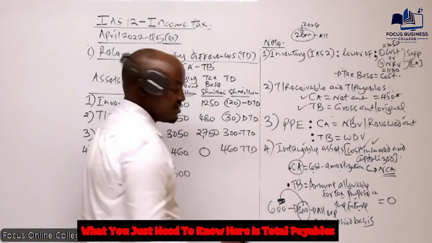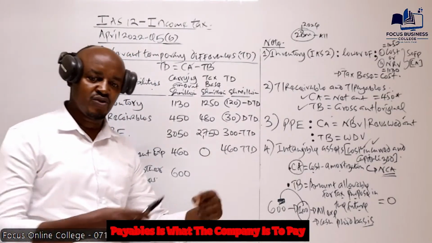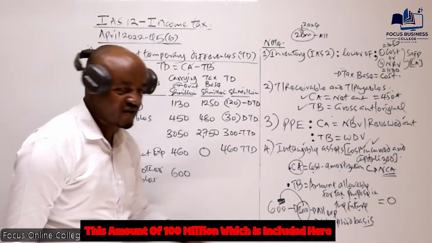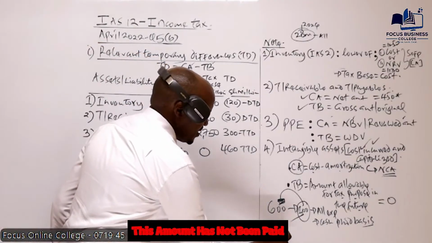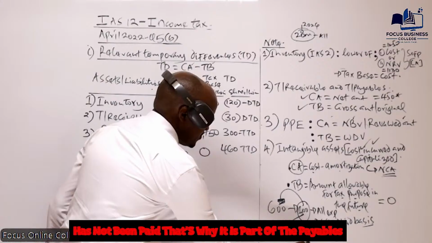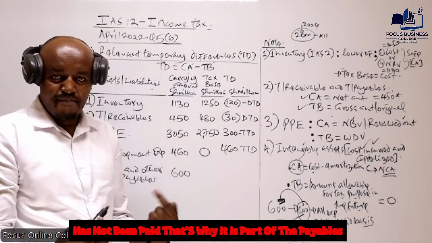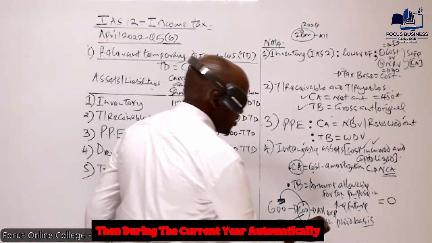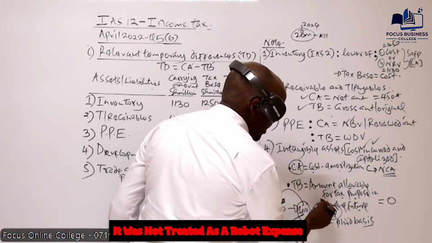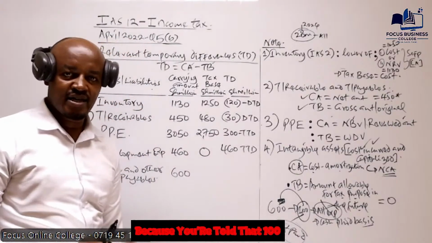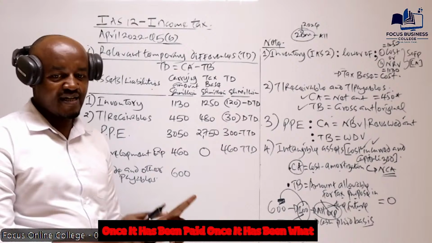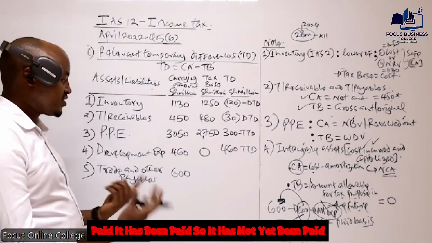What you just need to know here is what payables are. Payables is what the company is to pay in the next 1 year. Automatically, this amount of 100 million, which is included here, has not been paid. That's why it is part of the payables. And because it is not yet paid, during the current year it was not treated as allowable expense, because we are told that 100 will only be treated as allowable expense once it has been paid. So it has not yet been paid.